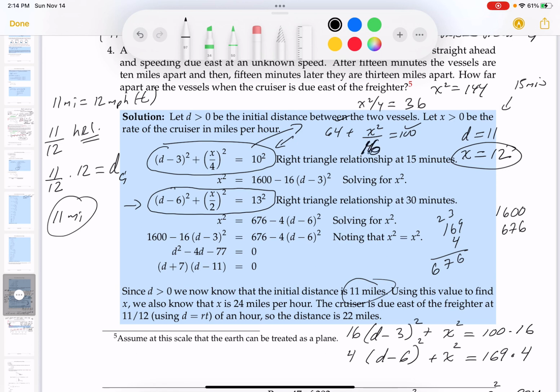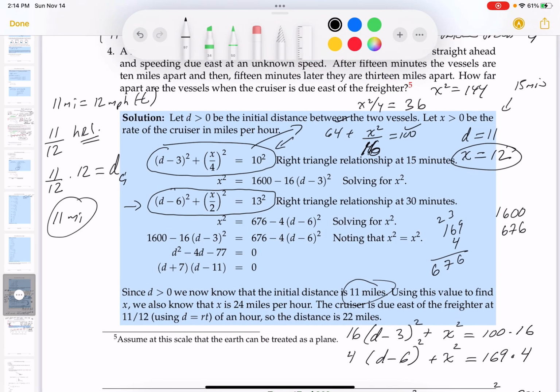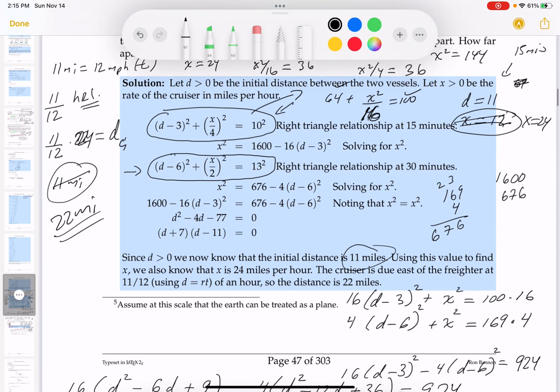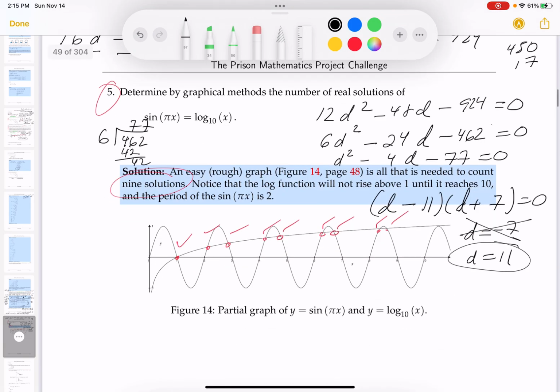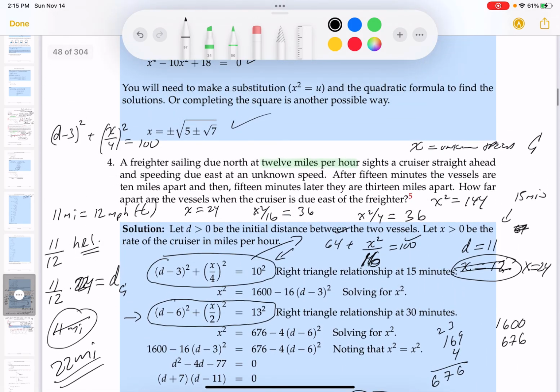I'm sorry, 16. And then you're going to get 1,600. Let's write this down. So 64, I'm sorry, X squared over 16 is equal to 36. Take the square root of both sides. You get X equals 4 times 6, which is 24. Yeah, I made a mistake. This is 24. So the X is 24. And 24 times this is going to be 22 miles. Again, did a lot of mistakes today. No doubt about it. All right, but we got it. Tough reading. It's a tough problem. I realize that. It's a good problem, though.